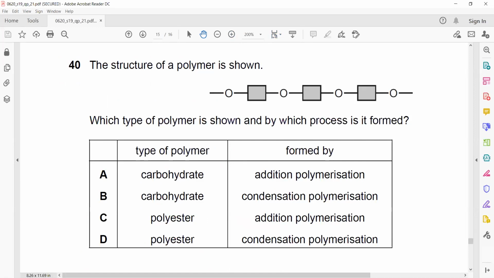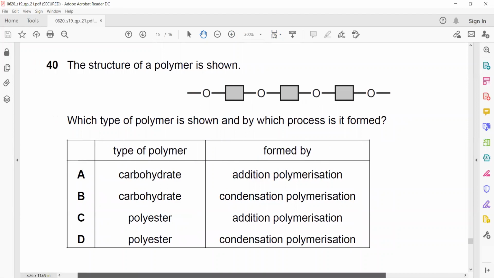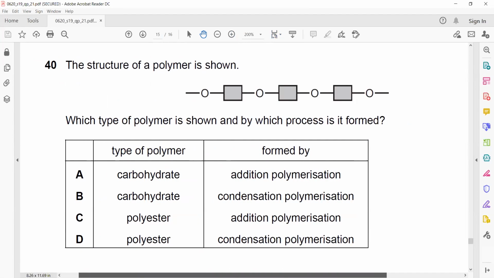Question 40. The structure of a polymer is shown. Which type of polymer is shown and by which process is it formed? Basically, what is the name of this polymer and how is it formed? Look, first, the type of polymer, how it can be polyester. Polyester means that it contains an ester linkage like C double bonded with O. You don't find C double bonded with O, so C and D cannot be the answer. You're left with A and B. It is a carbohydrate, and how are carbohydrates formed? They are formed by condensation polymerization.